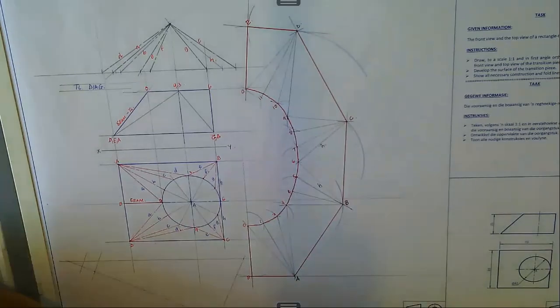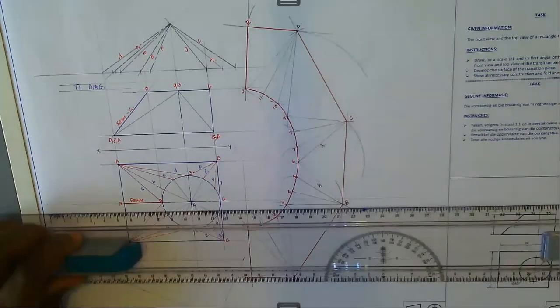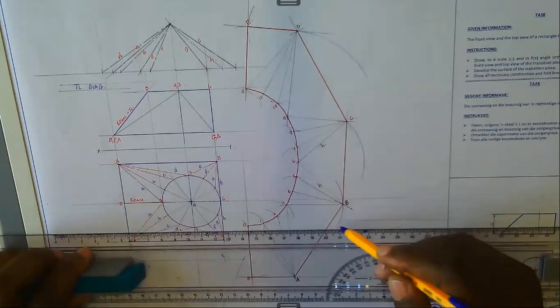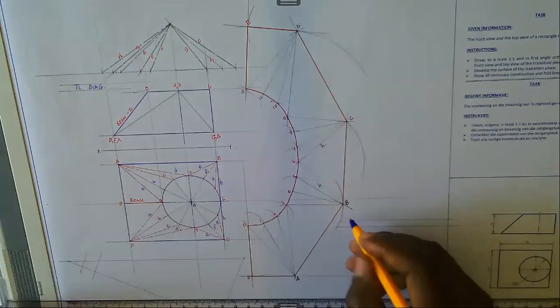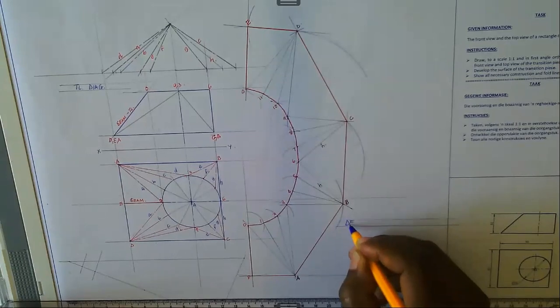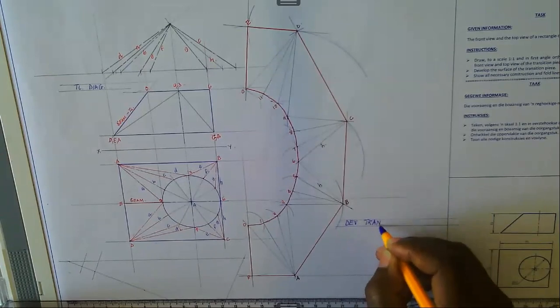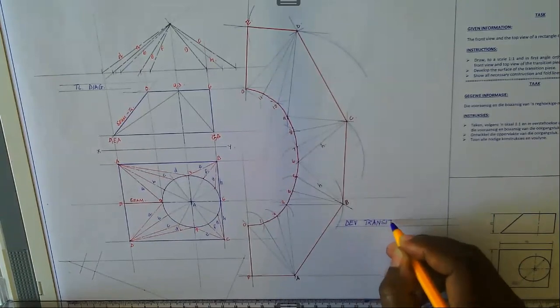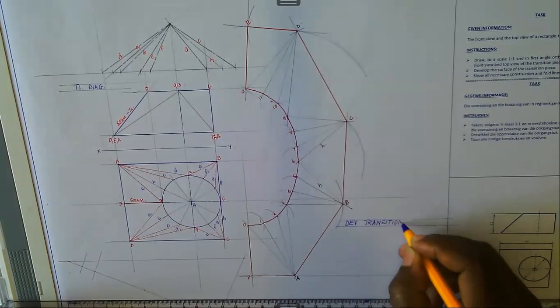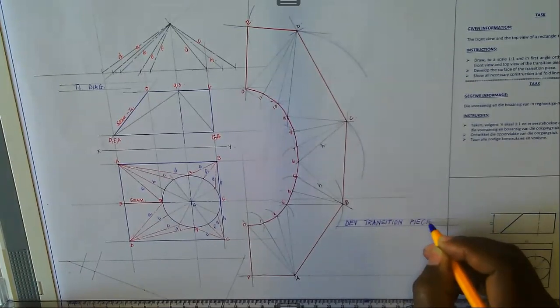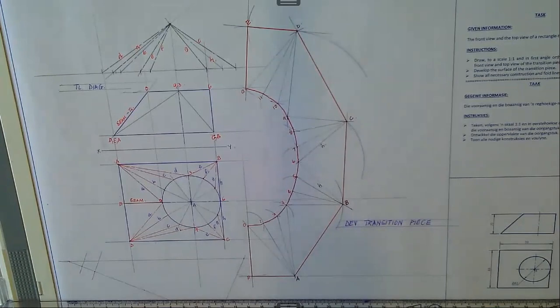Once we have done this, right, you come here, you label nicely, development, transition, piece. That is the development of the transition piece.